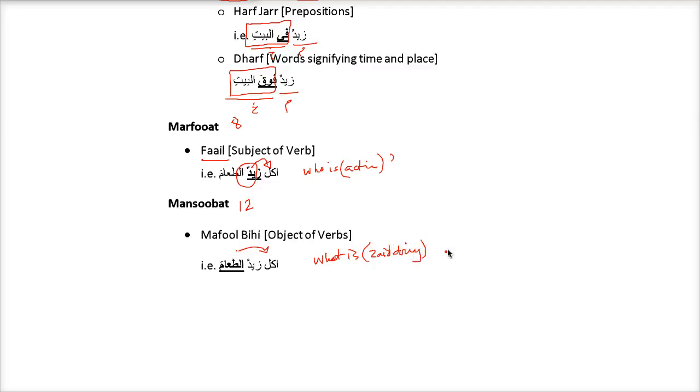Yeah, what is Zayd doing? So the answer to that would be the object. So you can go through the entire Quran, and every time you get a verb, you question who is doing this, and you'll get the fa'il. And every time you ask what is this person doing, that is going to be the object.